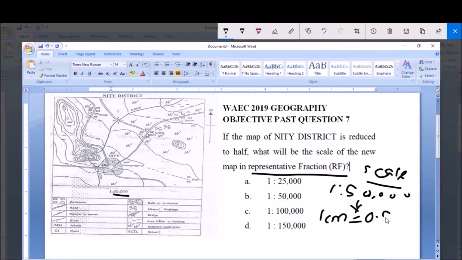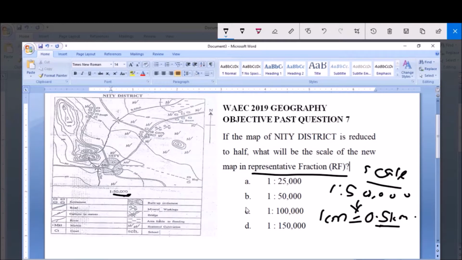So if we are reducing the map to half, a quick tip to remember is that the last number on this RF format will increase. The higher the last number on the RF format of scale, the smaller the map. So if you are going to reduce the map, this value 50,000 is going to have to increase.